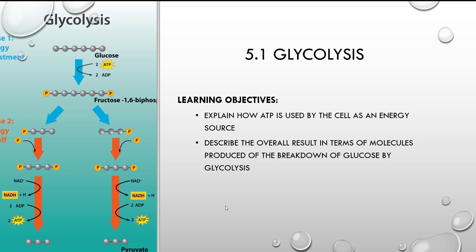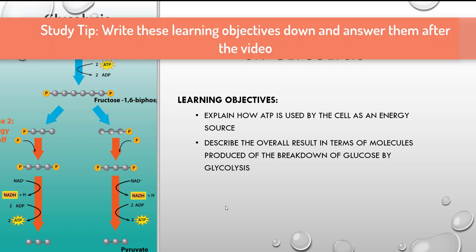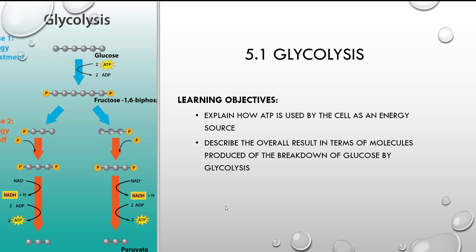By the end of this video, we're going to again learn about glycolysis. By the end of the video, you should be able to explain how ATP is used by the cell as an energy source. You should also be able to describe the overall result in terms of molecules produced by the breakdown of glucose by glycolysis. So when we think of ATP, you always want to think of it as energy currency for cells. This is what the cells use as an energy source.